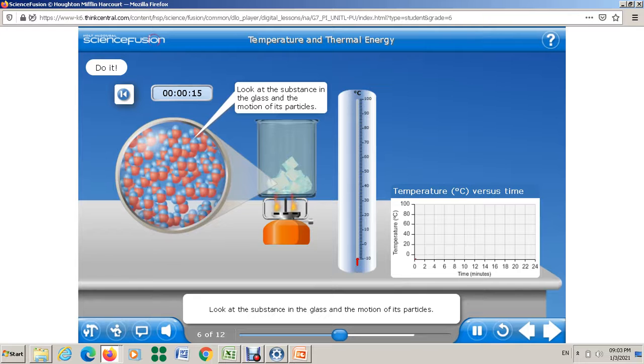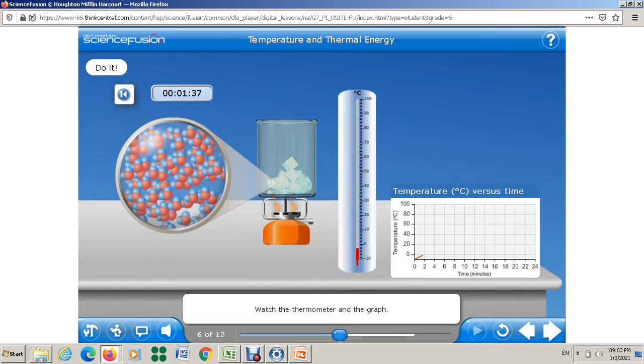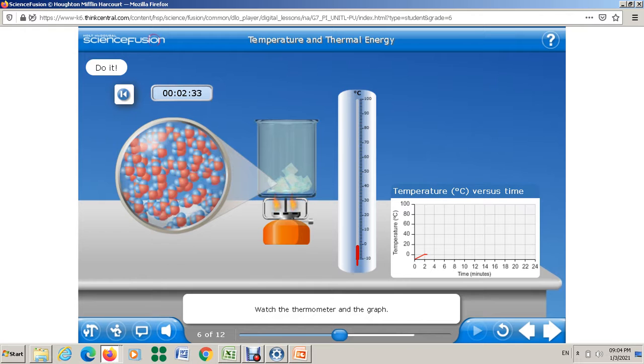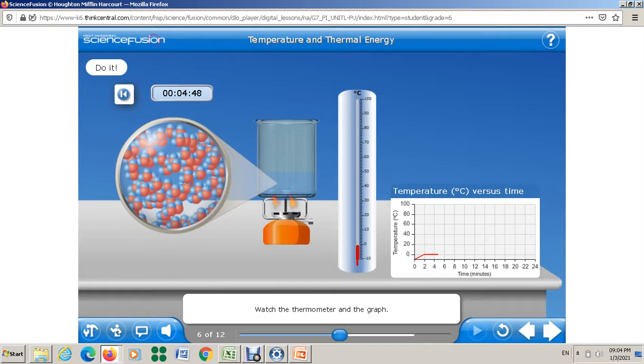Look at the substance in the glass and the motion of its particles. Watch the thermometer and the graph. Look, the temperature has increased to 0. Look at the movement of particles start to change from solid to liquid. The temperature here has stopped, as you see, at 0 Celsius, and stays there until all particles become liquid.